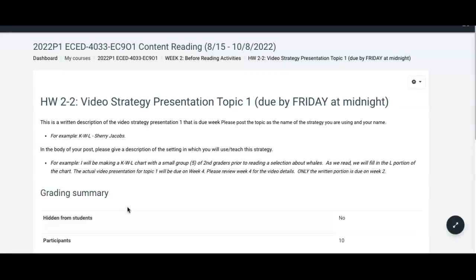And Forum 2.2 is where you're going to list the strategy from Tools for Teaching Content Literacy and a description of the setting in which you will use to teach the strategy. If you have any questions this week, please ask me.